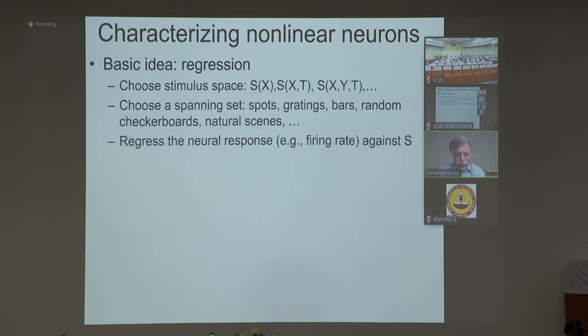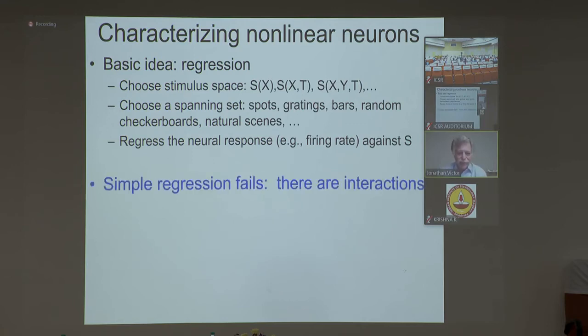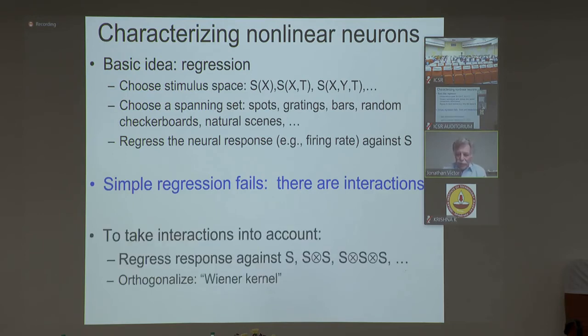So just to summarize what we were saying, if the neuron were linear, we would choose a stimulus space, we would choose a set of basis functions for it, and we could measure the neural response by regressing the response against each of these basis elements by doing an experiment. And then we find, by reinterpreting these experiments that I just showed, that the regression model will fail at their interactions. So what do we do? What we can do is regress the response not just against the stimulus, but against all pairs of stimuli and all triplets of stimuli, et cetera.